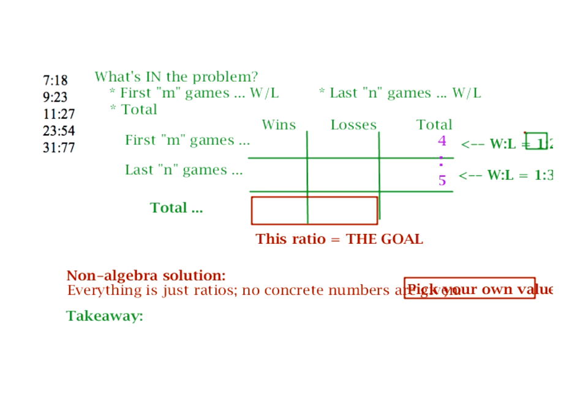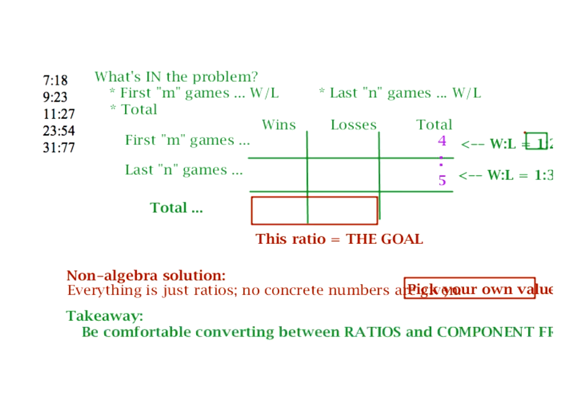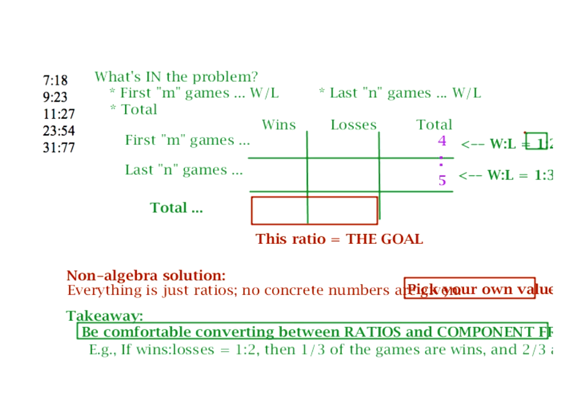But make sure you know how to be comfortable going back and forth between converting between fractions and ratios. Ratios, and I guess I'll call them component fractions. For instance, if you have a 1 to 2 ratio of wins to losses, the 1 and the 2 total 3, which means that 1/3 of those games are wins and 2/3 of those games are losses. So if wins to losses is 1 to 2, then 1/3 of the games are wins and 2/3 are losses.